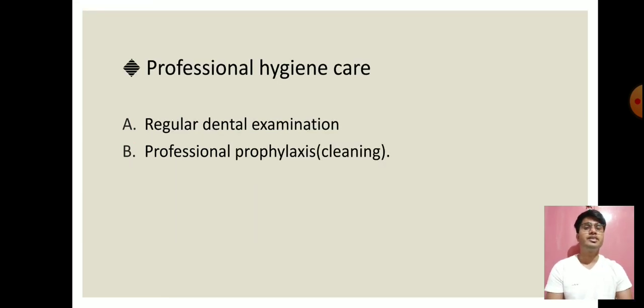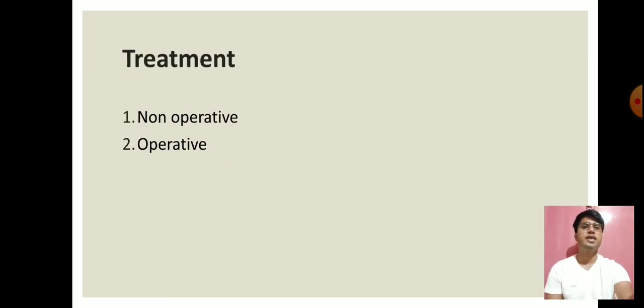and professional hygiene care, this is something which normal people don't do. Like middle class people don't go for professional hygiene care. This is something what VIP people or celebrities do, which is regular dental examination. In foreign countries they do this, and professional prophylaxis, right?